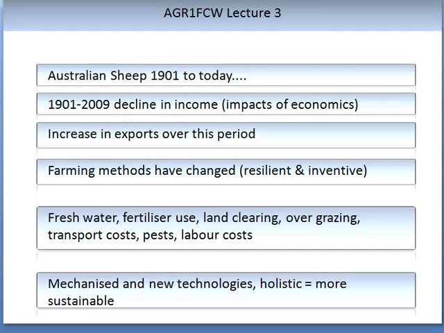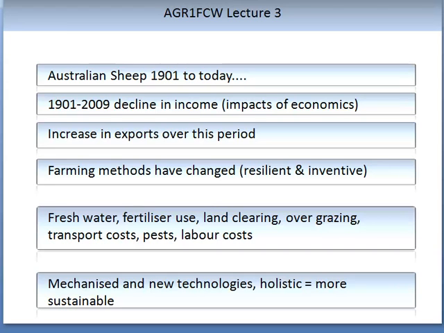Some of the challenges that modern day sheep farming has to undertake are the supply of fresh water for the sheep, reducing the use of fertilisers, reducing land clearing, and ensuring that overgrazing does not occur. It has to compete with increasing energy and transport costs. It has to deal with pests, both new and old, and the ever-increasing labour costs that have been associated with the change of time.